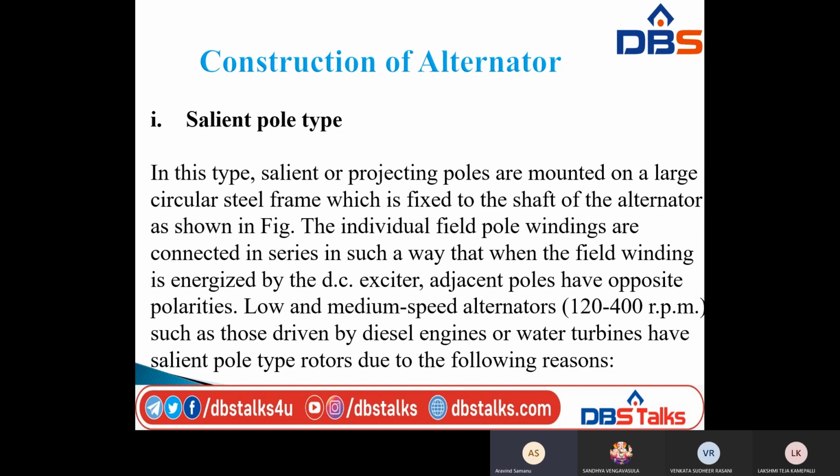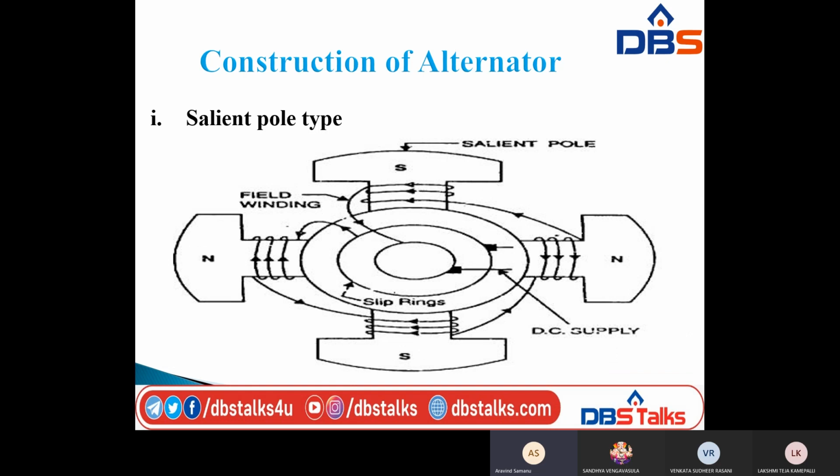Next, if you see the salient pole type, in this type, salient or projecting poles are mounted on a large circular steel frame. So it is fixed to the shaft of the alternator. If you see this diagram, this is the salient pole type rotor.